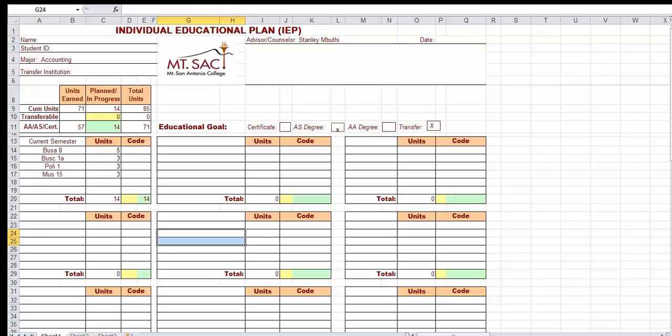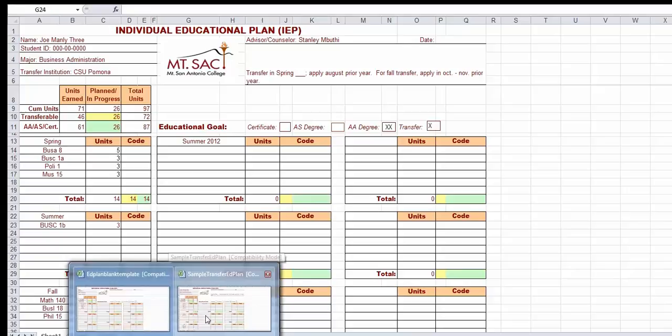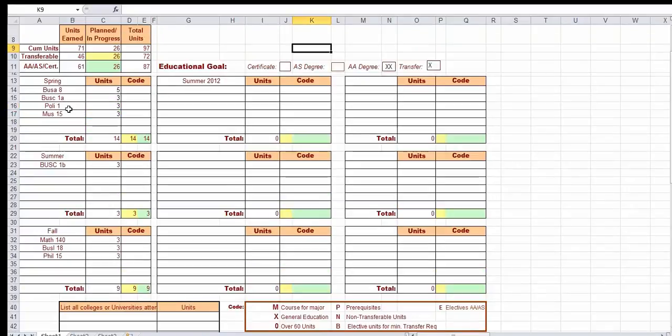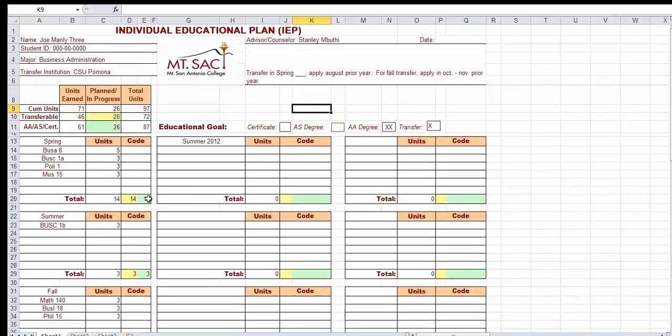Now, if you continue doing that, you're going to end up having an educational plan like this. You can see this student has mapped out their current semester, next semester, and so on, and the template is adding all their units, and you can see here they're going to have 97 total units, of which 87 we apply to associate degree, and 72 to earned transfer. So the student is working on the goal of both getting an AA degree and transferring. As simple as that.